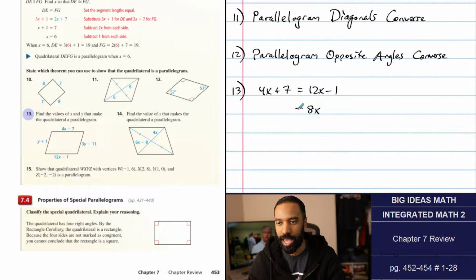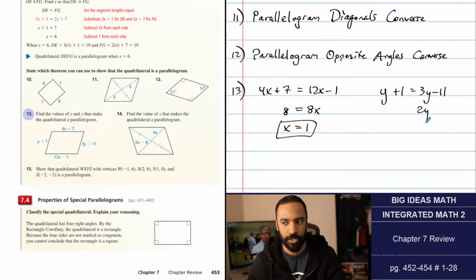Subtract 4x, add 1, divide by 8. There's your x. For y, same thing. We got y plus 1 equals 3y minus 11. So no real trickery in what you're doing. It's just why we're allowed to do it. It's a completely different story.